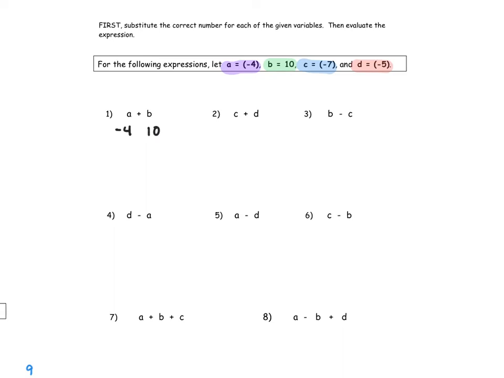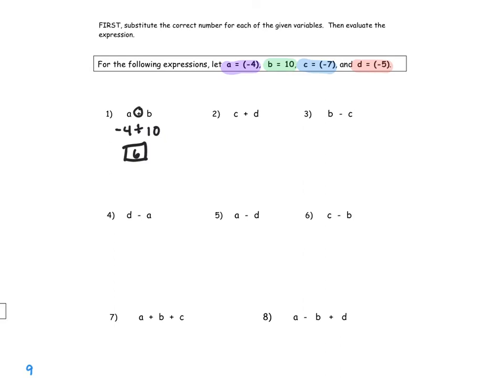What else do I have to remember to do? If you said you need to bring down the addition sign, you are correct. So we're going to bring that down, and now we can evaluate it. What do you think the answer is? If you said 6, you are correct. How did we get 6 out of -4 plus 10? If you said that we subtracted, you're correct because these are different sign numbers. Let's try the next problem.